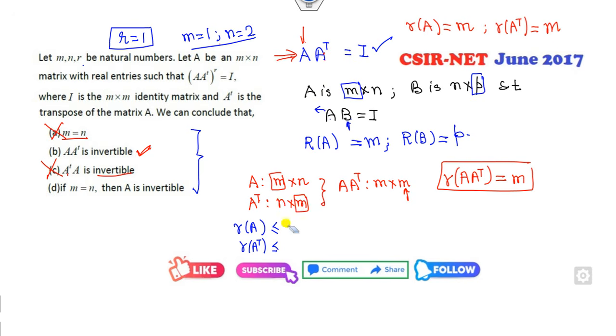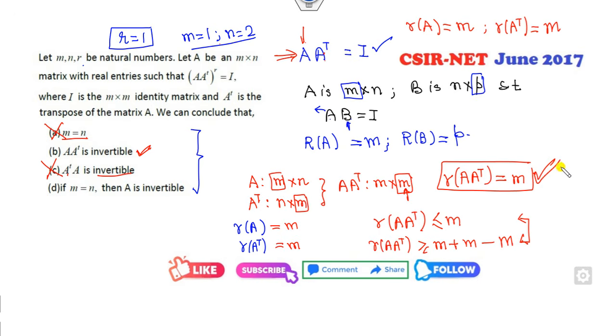Fine. So now you can see it is my m, it is my n. So what is the rank of A into A transpose? Less than or equal to the minimum of rank of A, rank of B. Also you can see rank of A into A transpose is rank of A plus rank of A transpose minus the number of columns of A into A transpose. What do you conclude from that? This is satisfied. Yes, A into A transpose is invertible.